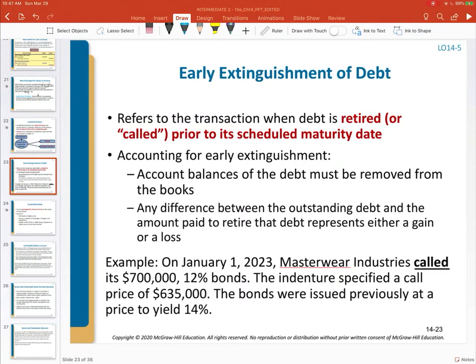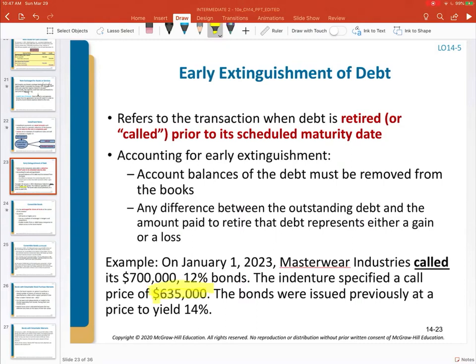We're going to use the same bond example that we went through in a previous lecture, where we had a bond that was sold at a discount. On January 1st, 2021, we had a bond with a face amount of $700,000 and a stated interest rate of 12%. It was a 10-year bond, and the market rate of interest at that time was 14%. So we're taking over where we left off with a bond with a discount.